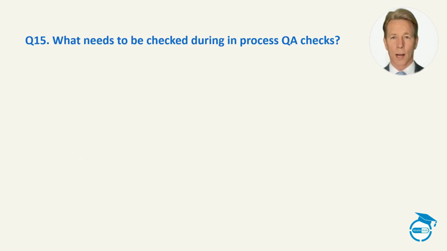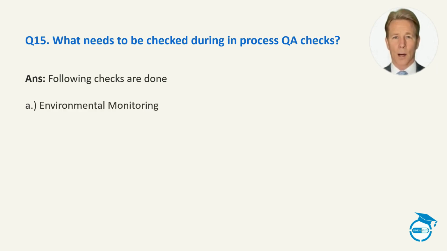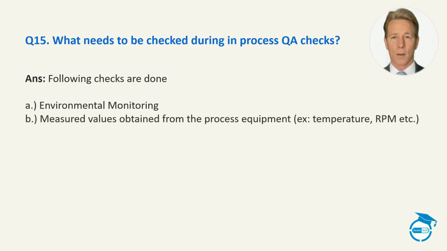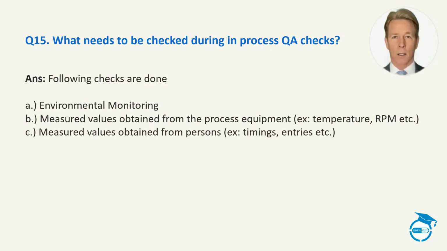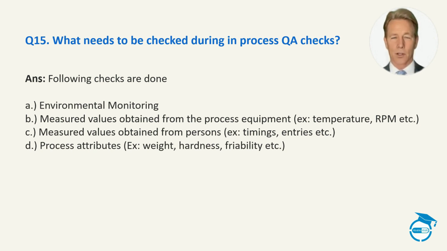What needs to be checked during in-process QA checks? Following checks are done. A. Environmental monitoring. B. Measured values obtained from the process equipment, for example, temperature, RPM, etc. C. Measured values obtained from persons, for example, timings, entries, etc. D. Process attributes, for example, weight, hardness, friability, etc.